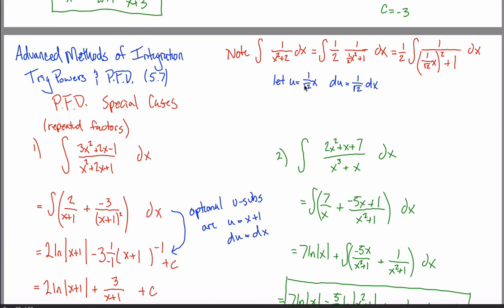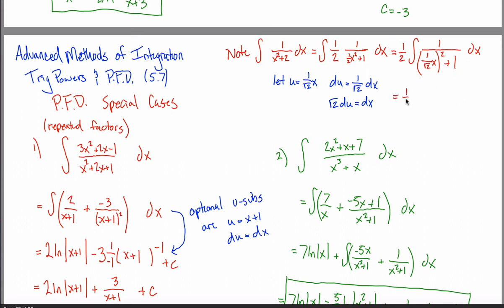Well then, u is 1 over root 2 x, then du is 1 over the square root of 2, because when you take the derivative of a constant times x, the x goes away and you're left with just the constant. But I don't have a 1 over root 2 dx. I can multiply the root 2 over to the other side and get the square root of 2 times du is equal to dx. And now I can go on doing all of my substitutions.